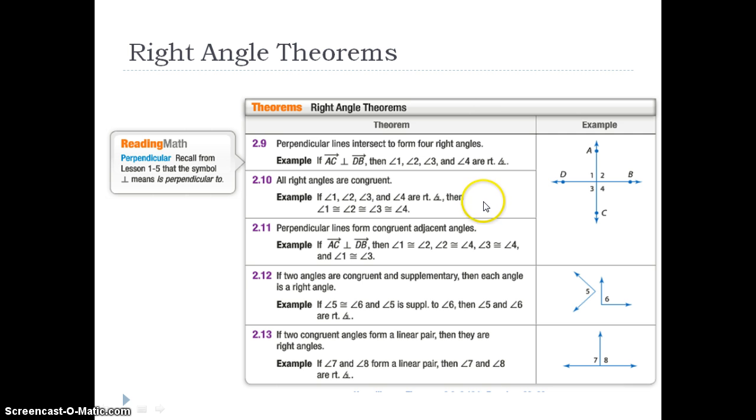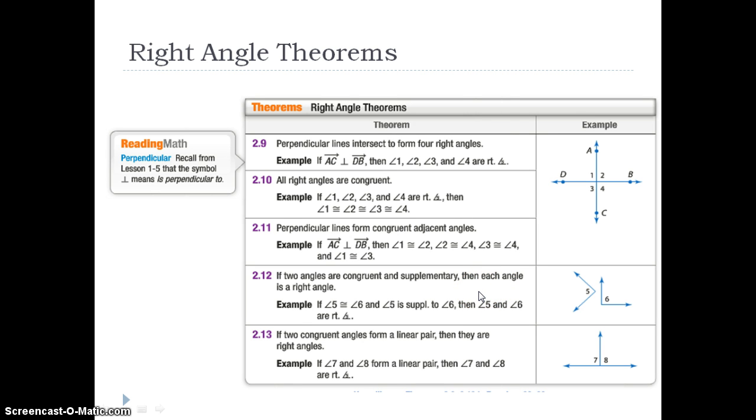Next one, all right angles are congruent. Since they all have the same measure, you can say that they're all congruent. So if all 4 of these angles are right angles, then all 4 of them are congruent. Perpendicular lines form congruent adjacent angles. So if you have the two perpendicular lines AC and DB, angles 1 and 2 are adjacent, and they are also going to be congruent because they're both going to be 90 degrees.